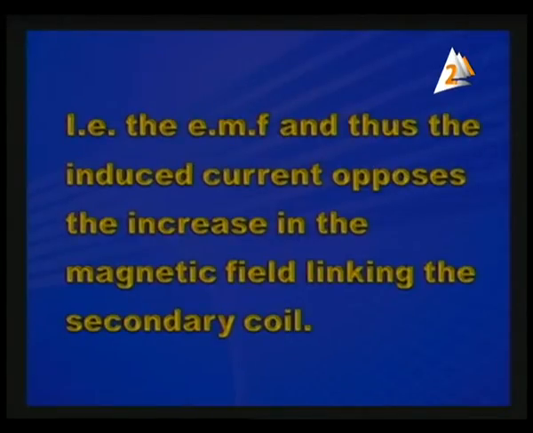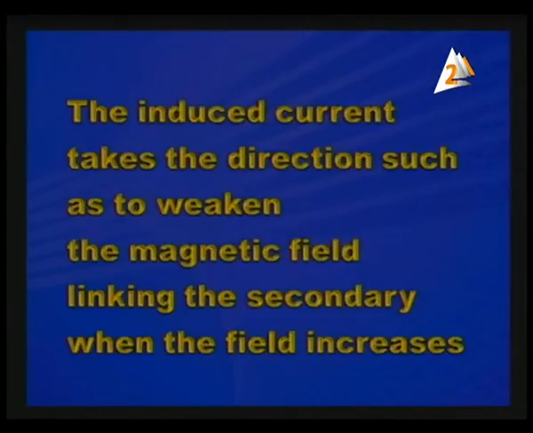When we increase the primary current, when we switch it on, when we approach the primary circuit towards the secondary, there is an increase in the magnetic field linking the secondary coil. So the induced current opposes this increase. Of course, this is the statement of Lenz's rule. The induced current takes the direction such as to weaken the magnetic field linking the secondary coil when the field through the secondary coil increases.